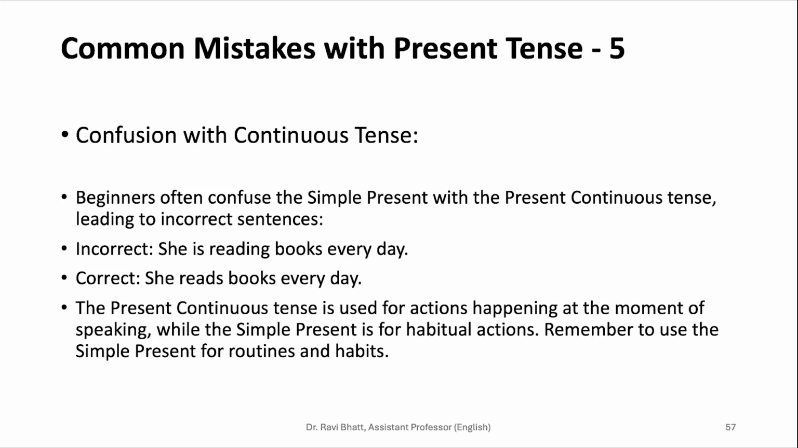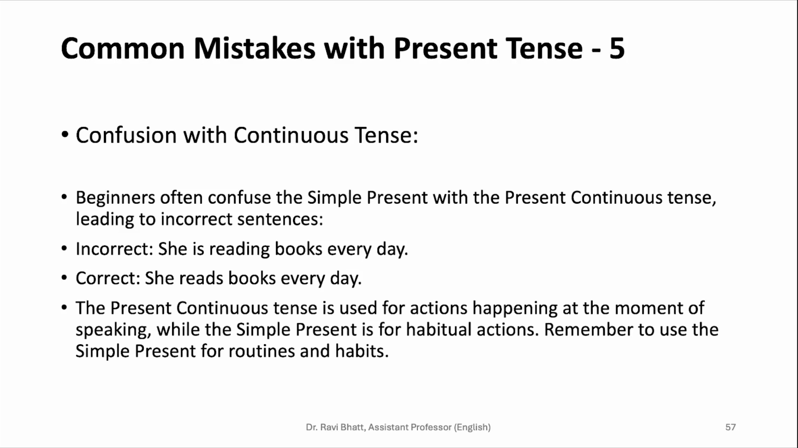Now, again, confusion with continuous tenses. Beginners often confuse the simple present with the present continuous tense, leading to incorrect sentences. For example, the incorrect would be, she is reading books every day. Always remember that, as we discussed, we use present continuous tense to describe actions happening right now, at the moment of speaking. So we use present continuous only for actions that are happening at the moment of speaking.